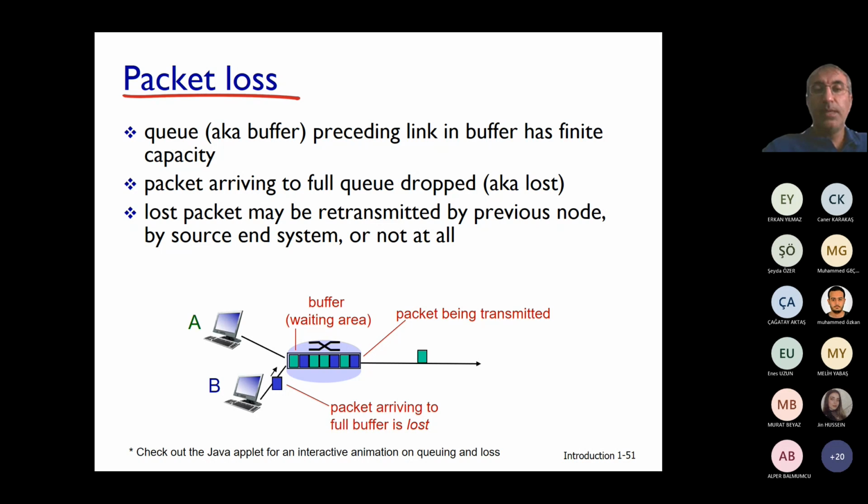But we have different solutions for this problem. One of the most common solutions is to initiate a retransmission mechanism. So if you experience a packet loss, then we ask for this packet to be retransmitted. We will talk about all these problems and solutions in the future throughout the semester. I'm just giving an example.